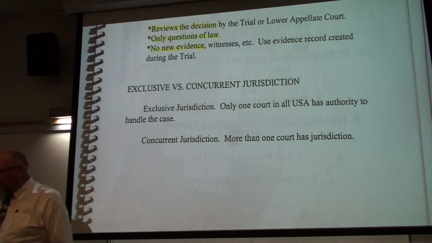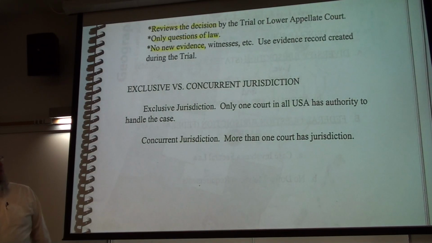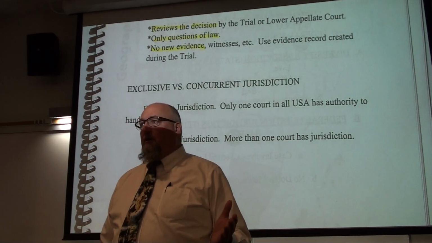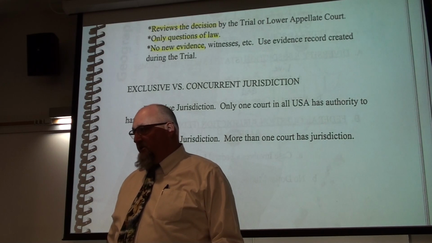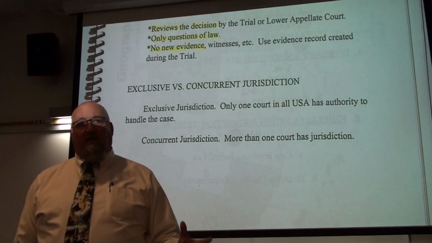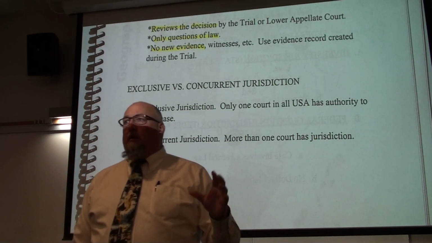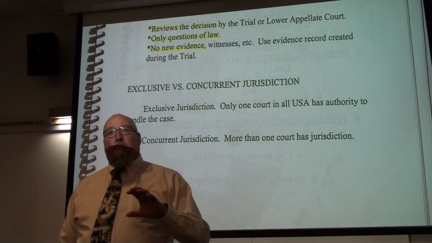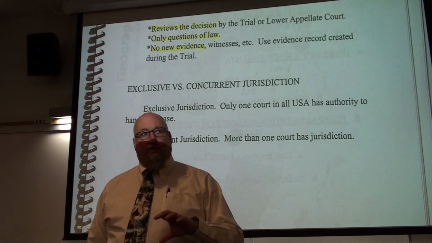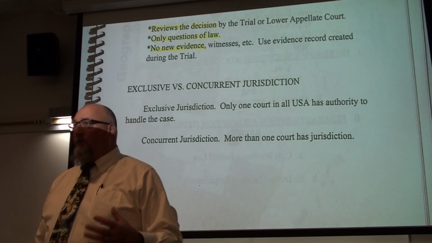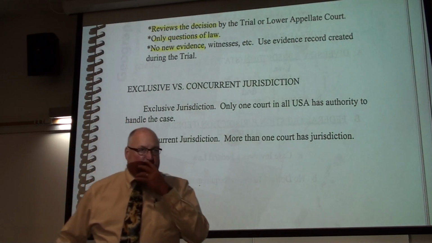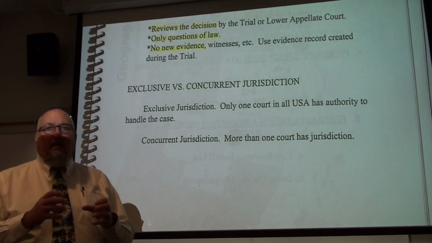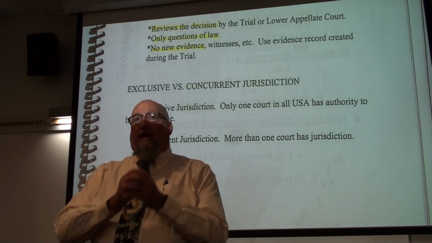All right, the next two types of jurisdiction: exclusive jurisdiction versus concurrent jurisdiction. Exclusive, of course, means only one. Concurrent means at the same time. In other words, you have more than one court that has jurisdiction. And this actually happens quite frequently. So for example, exclusive jurisdiction: only one court in all of the United States, or all the world for that matter, can handle that case.